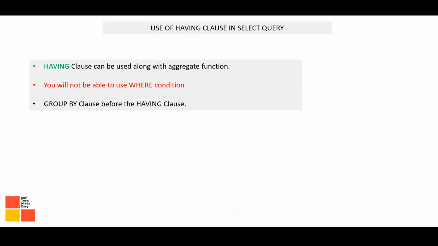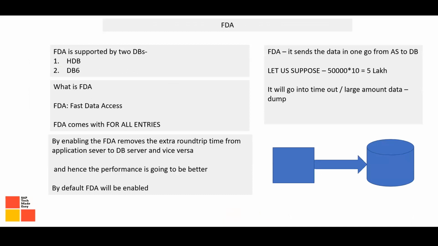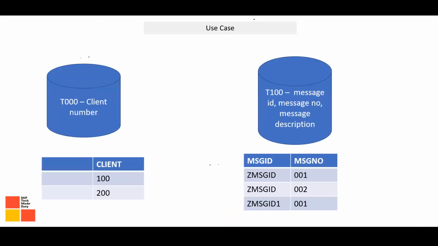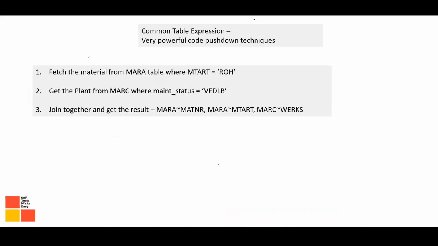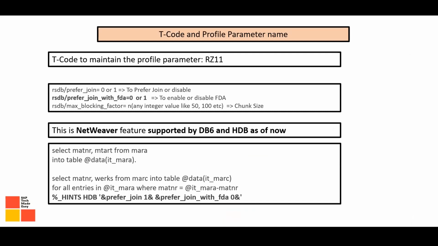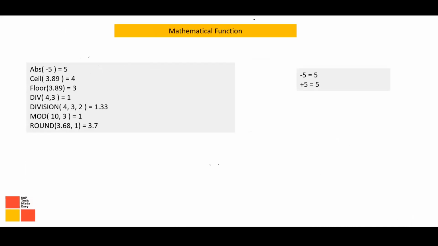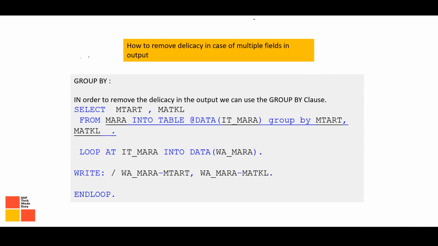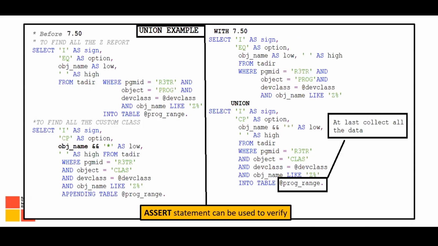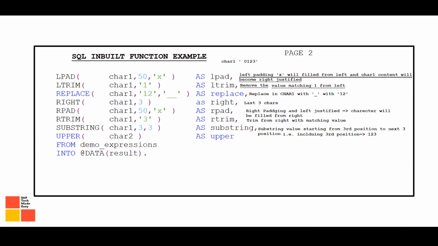Then use of the having clause in a select query, how to use the having clause in a select query, right? How to use the group by clause. What is FDA, fast data access, what it stands for, right? Fast data access, so this is one important concept. Then cross join, this has also been discussed. Then FDA with an example, and where to maintain the profile for FDA, right? Then this is the detail of cross join, and again unions, right? Unions, then use case of unions, then mathematical functions, then open cursor, what is the use of open cursor and how we are going to use that.